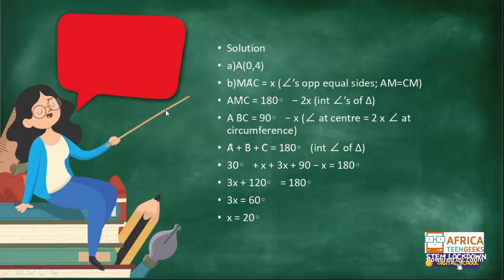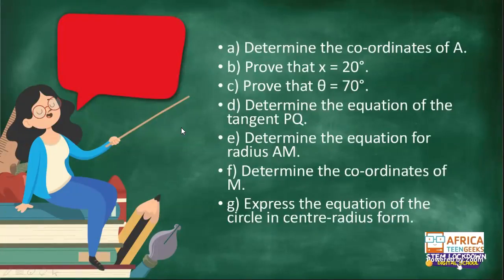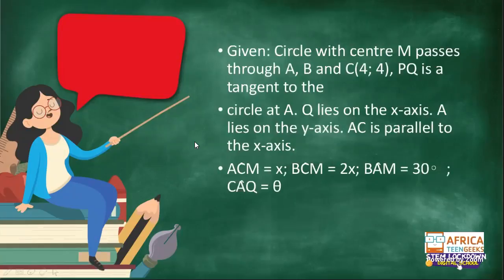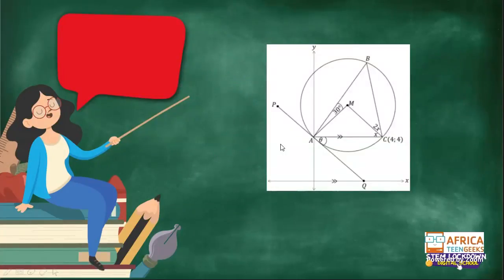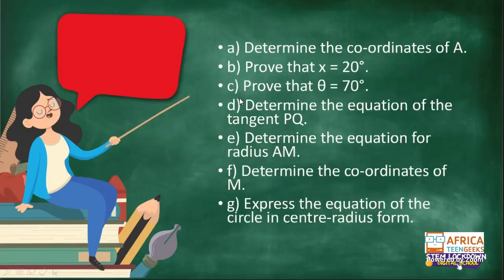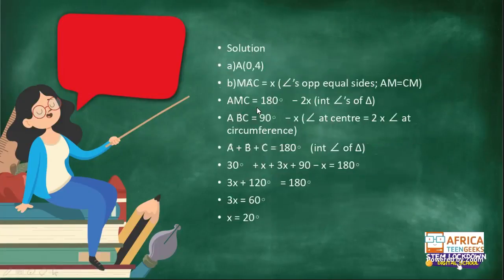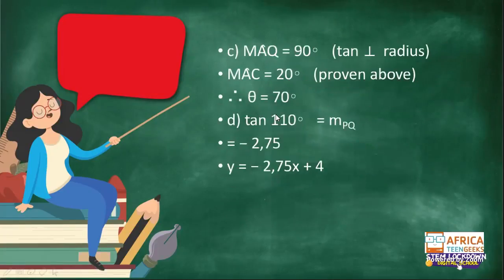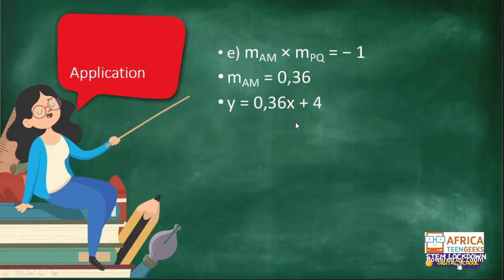Now, when you look at your circle here, here is the radius. Here is a point A, and here is a point M. AM is the radius, and you are looking for the equation of that radius. So what you'll do here is to find the gradient.